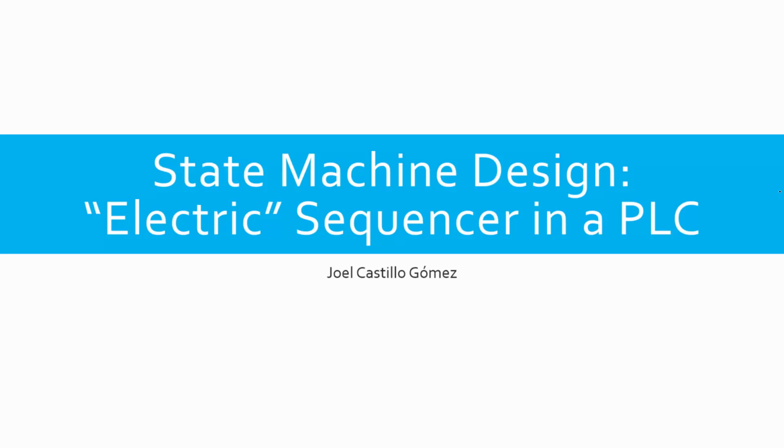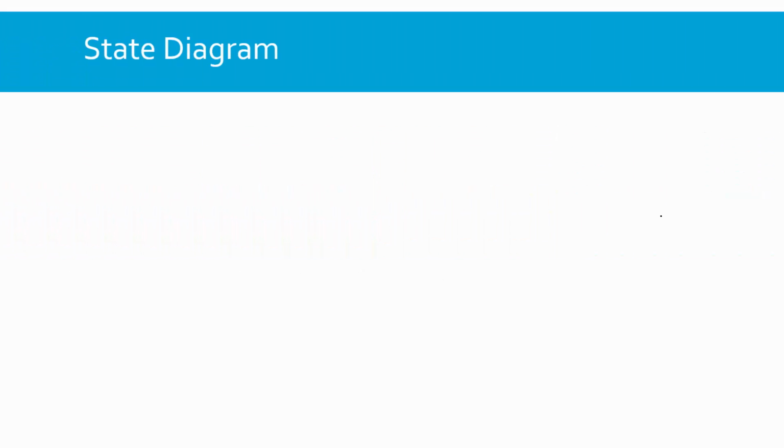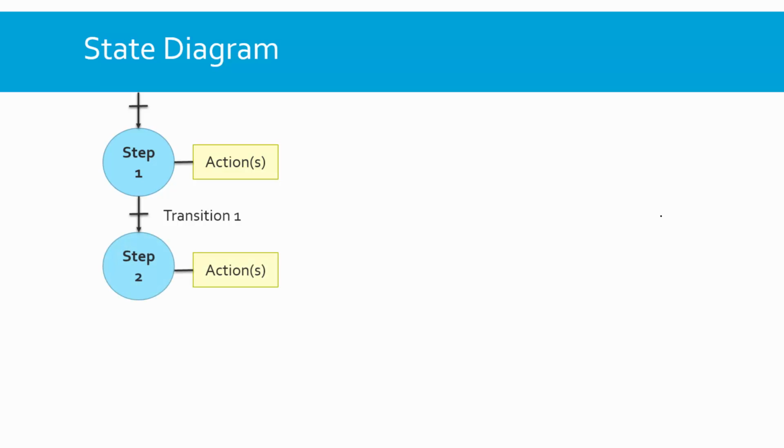Welcome. In this video, we will talk about how to program an electric sequencer in a PLC. A sequencer is a way to perform an ordered series of steps. So for example, we have step 1, in which we perform some actions. Then, when something occurs, we go to the next step. This will be called transitions, which are the conditions when we go from one step to the next.